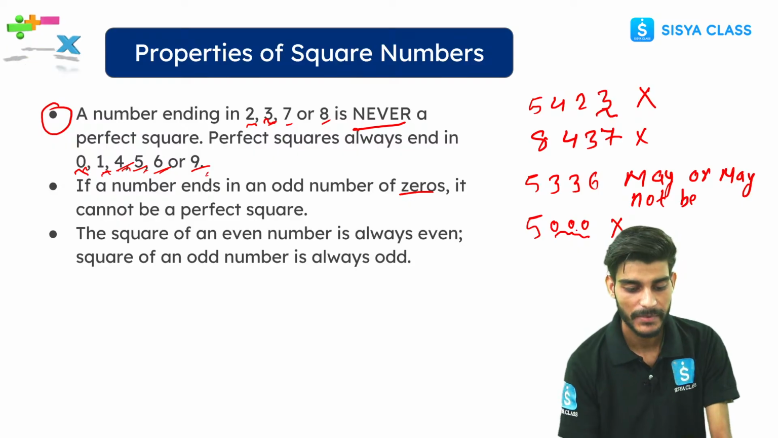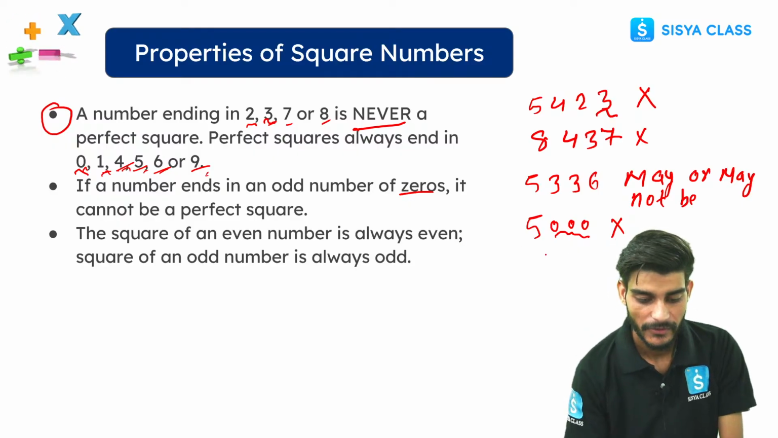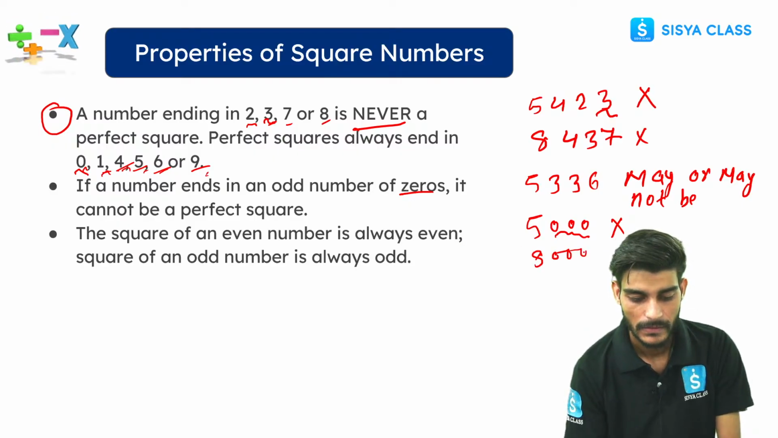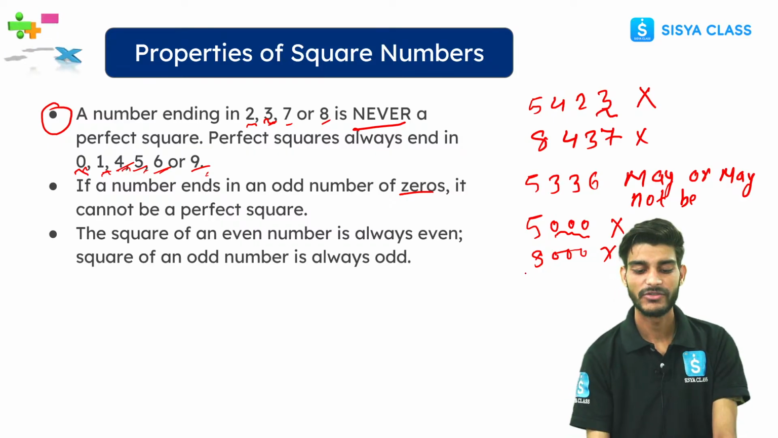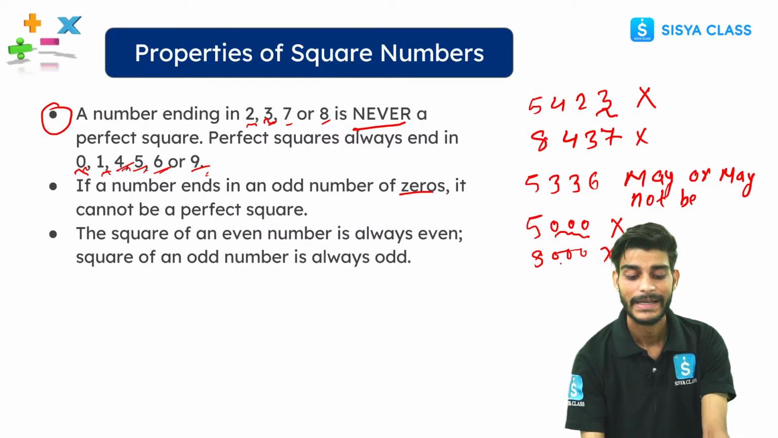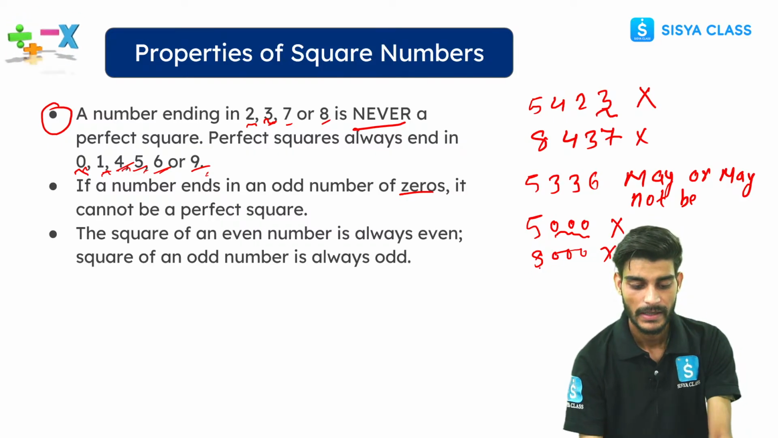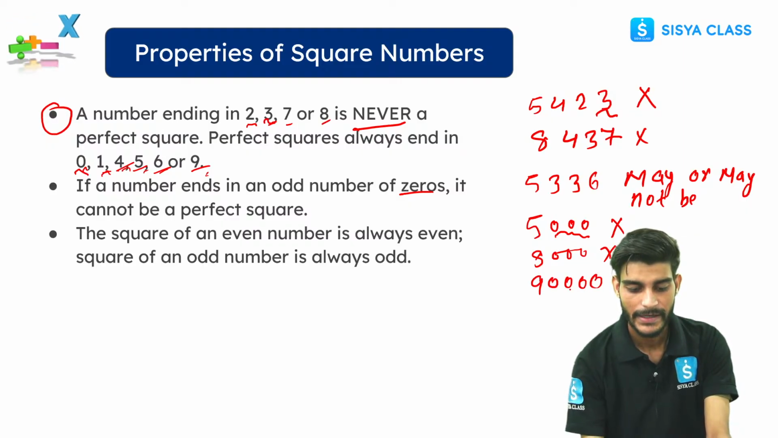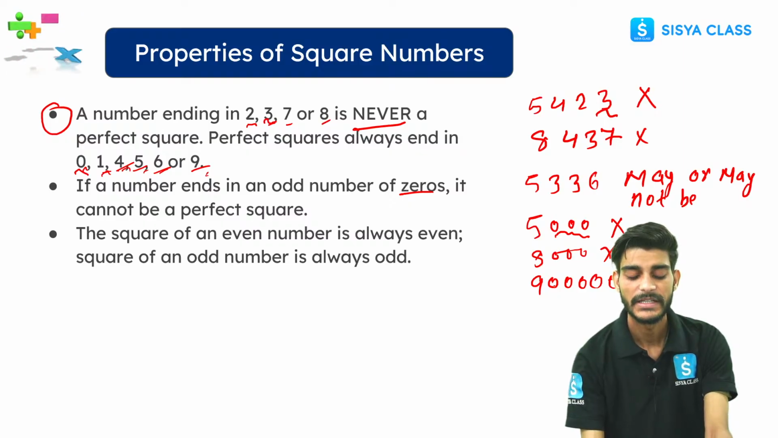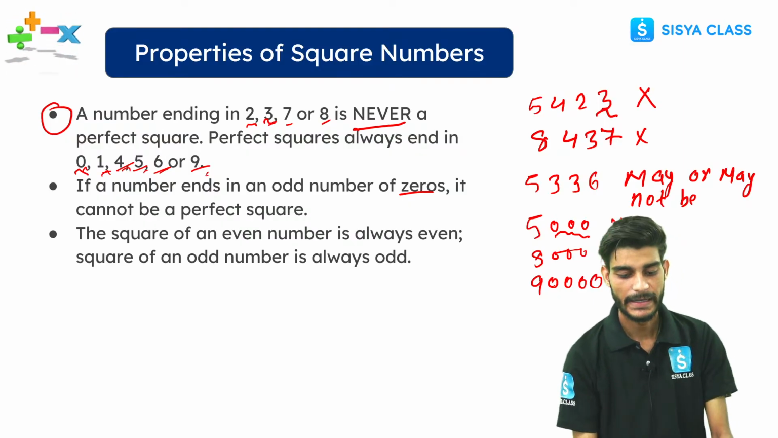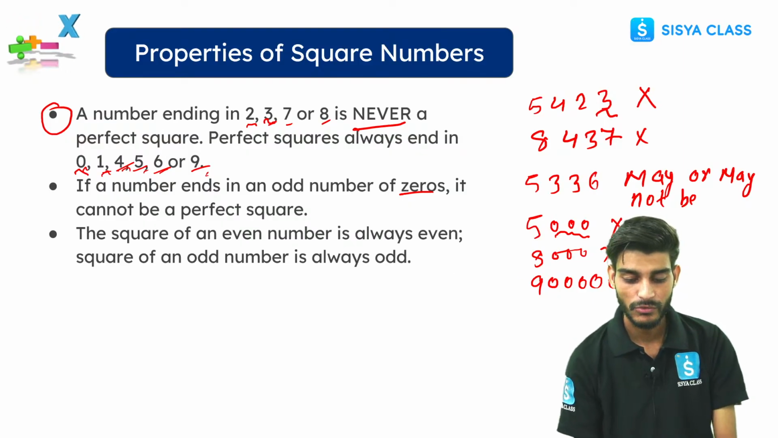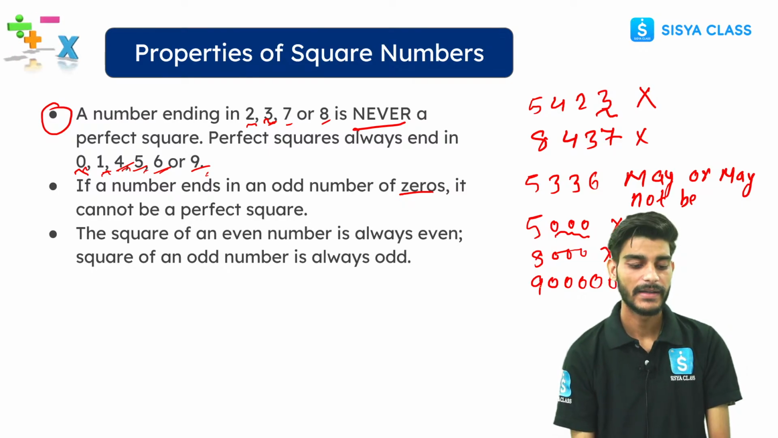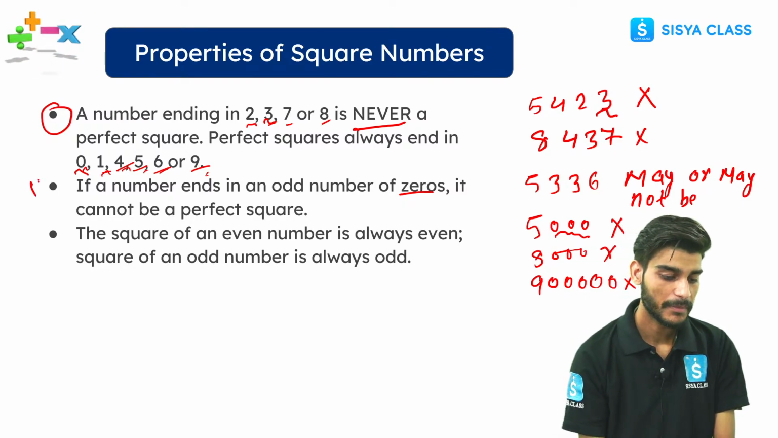Is 8,000 a perfect square? No, 8,000 is not a perfect square because we have 3 zeros. So it is not a perfect square. What about 9 with 5 zeros? Is this a perfect square? Again, the answer is no. So you can neglect such options, right? These are very important properties. You need to remember them.